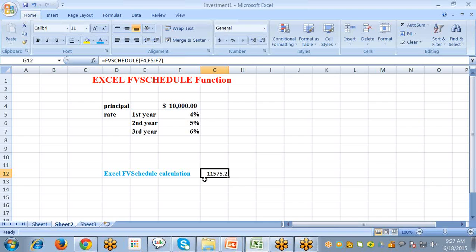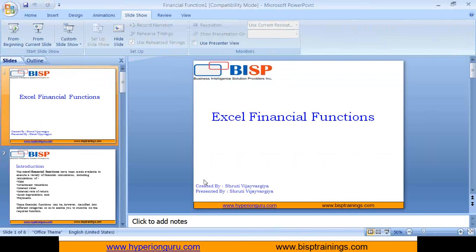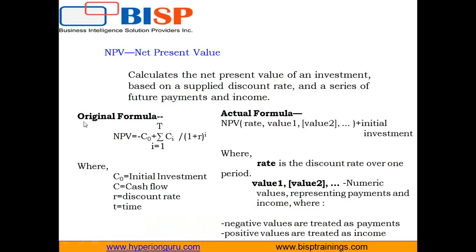Next function of investment value function is NPV, which stands for net present value. Net present value is a popular measure of profitability used in corporate budgeting to assess a given project's potential return on investment. Because of the time value of the dollar, NPV takes into account the compounding of the discount rate over the duration of the project.